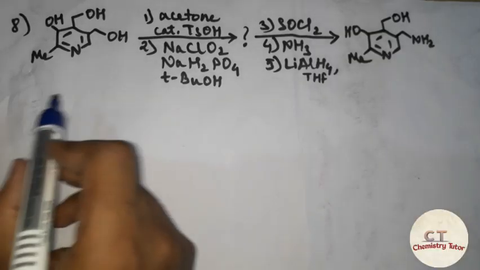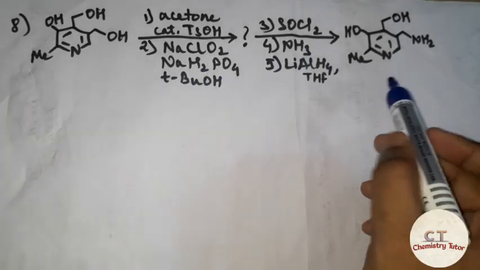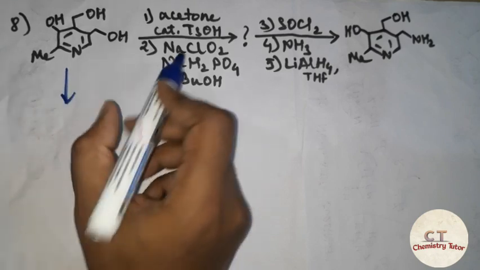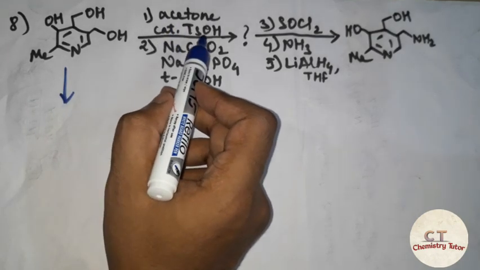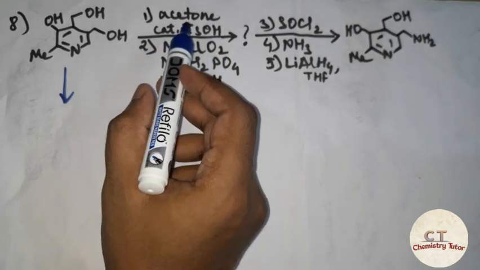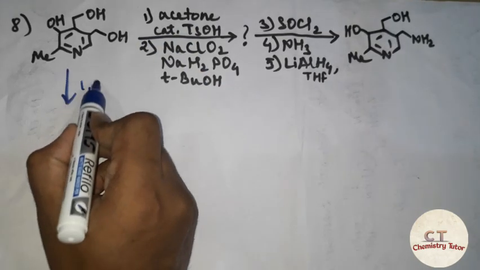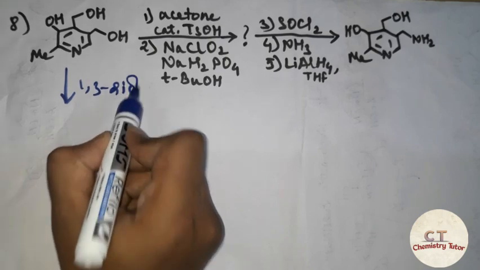Now let's see our next question. In this reaction the final product formed is this one. Now let's see how this product is formed. First of all, acetone is used in presence of the catalyst tosic acid. The function of acetone is that it is used for the protection of 1,3-diol. Okay, 1,3-diol protection.